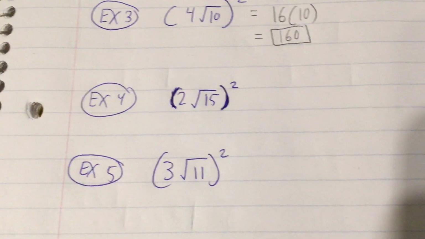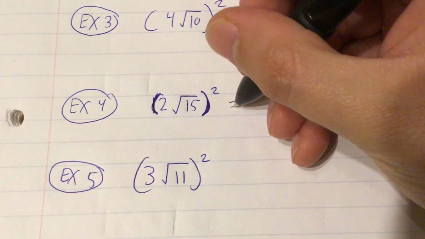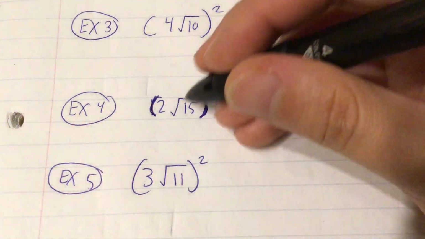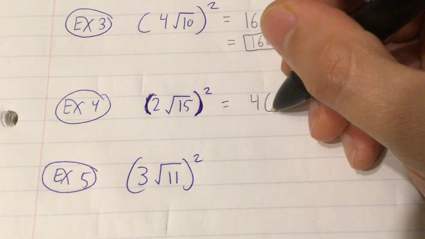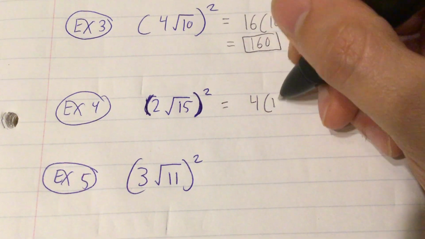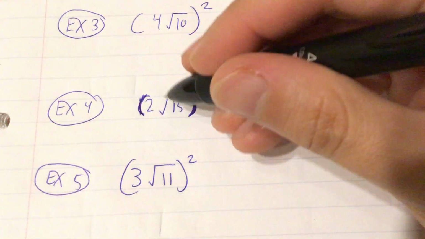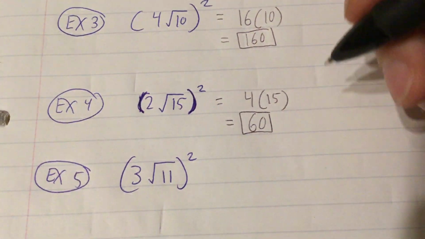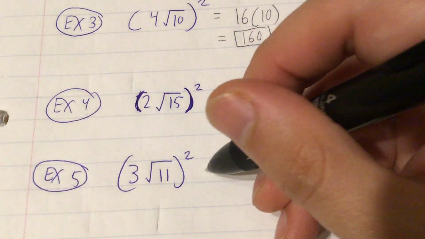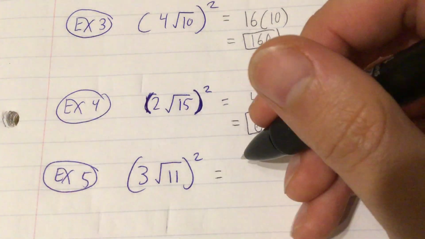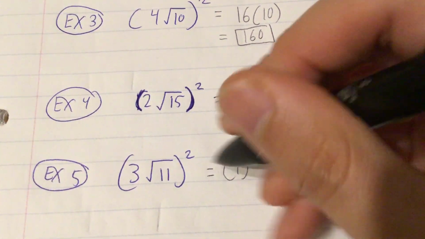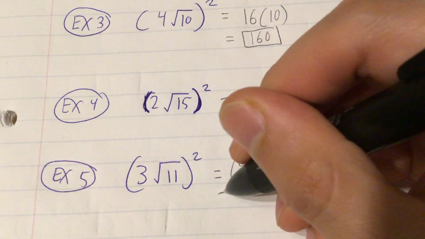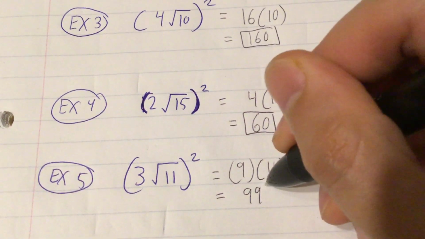Okay, well, let's try to do this. If you did this correctly, you should get, I like method number 3 because I'm getting pretty good at this. That'd be 2 squared, which is 4. And then radical 15 quantity squared is just 15. So 2 radical 15 quantity squared should be 60. Same thing over here. 3 squared is 9. Radical 11 quantity squared is 11. 9 times 11 is 99.